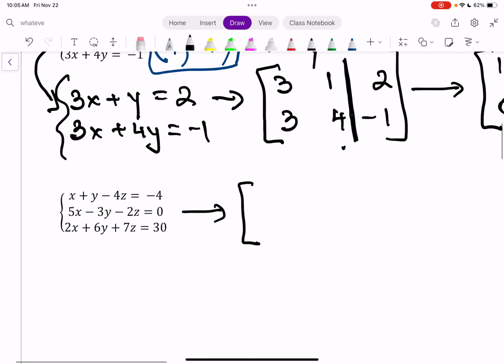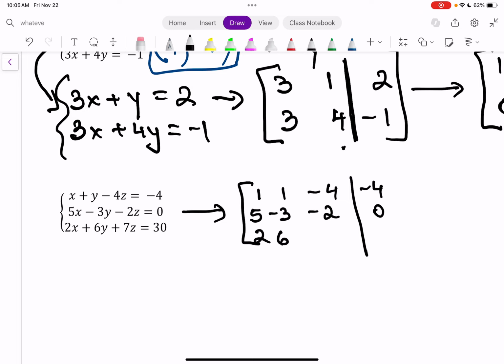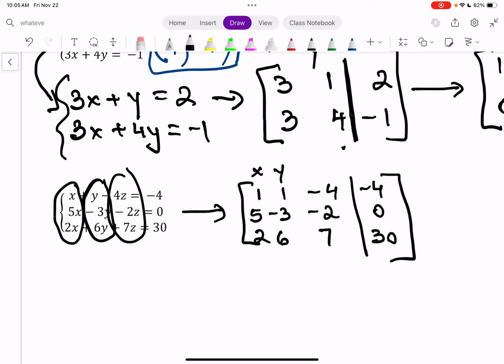So here it is. I have 1, 1, -4, bar, -4. 5, -3, -2, 0. 2, 6, 7, 30. So this is what we call the augmented matrix. And as you see very nicely, all the x's are lined up, all the y's are lined up, all the z's are lined up, the equal sign, and then the numbers behind the equal, nicely in order. Okay. All right. So I'm going to take this matrix.